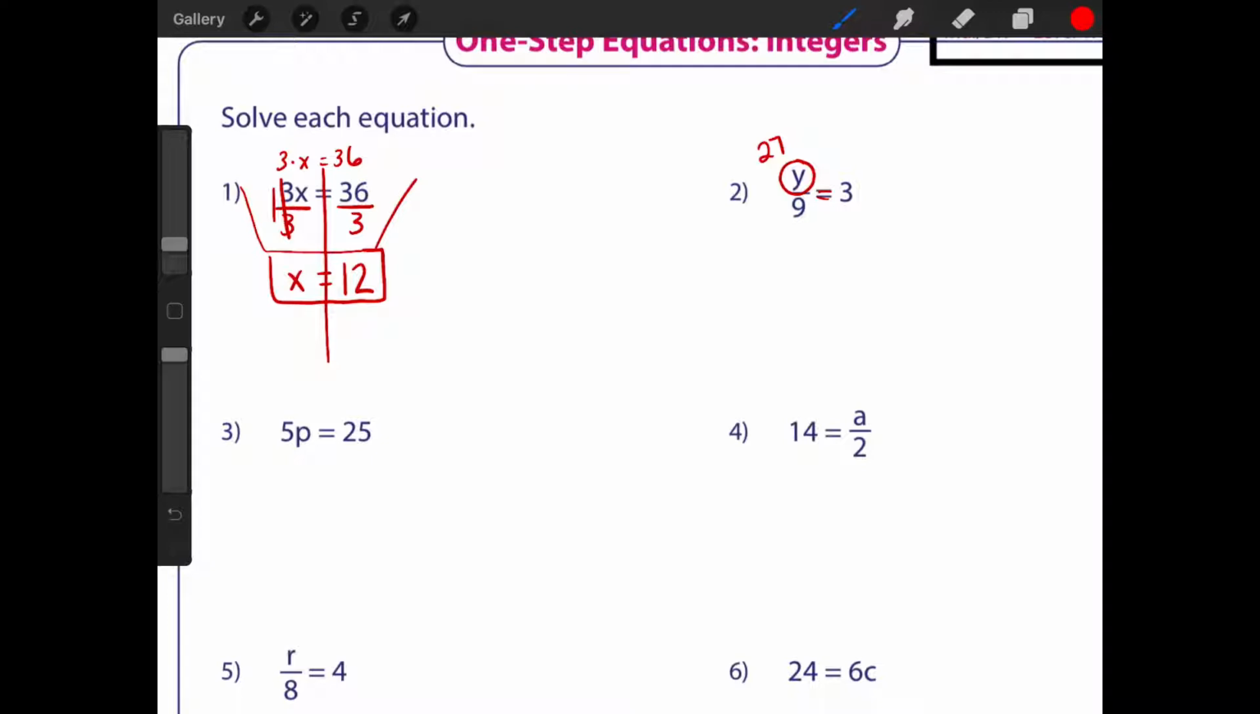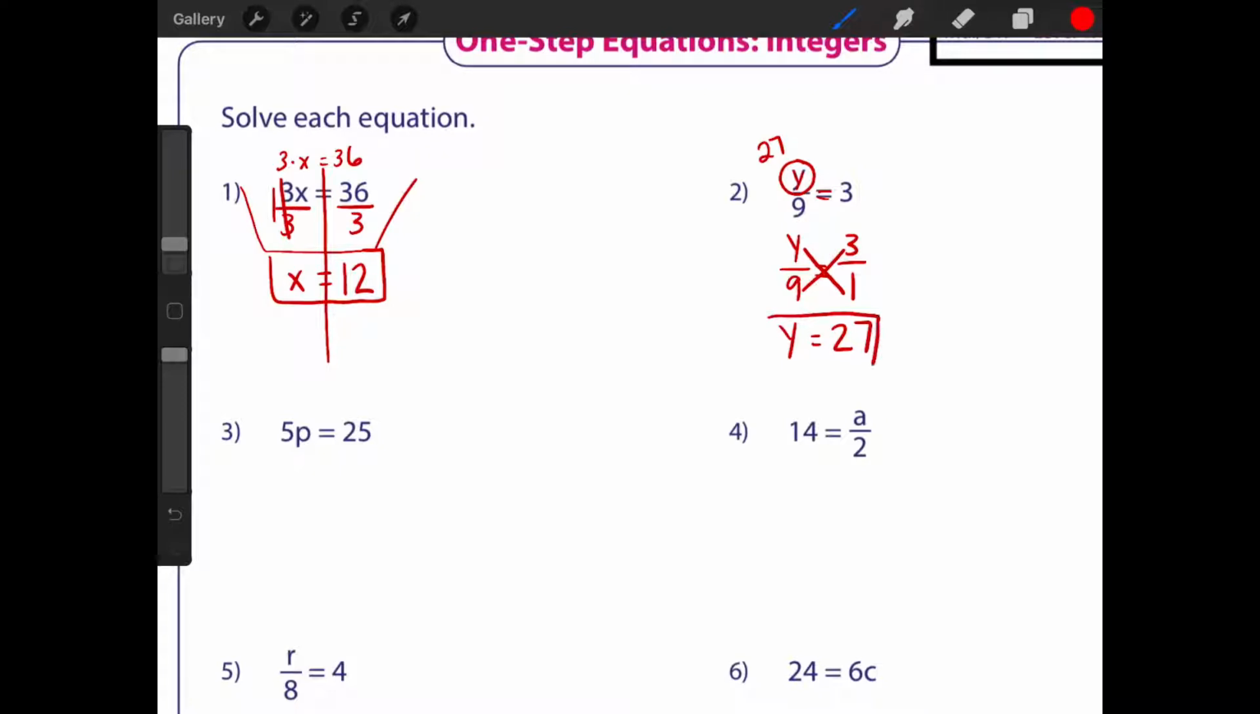So a quick way to do this is whenever you have a letter that's wrapped up in that fraction, you can do one of two things. You can either rewrite it as y over 9 equals 3 over 1, and you can use that cross products method. So y times 1 is y, equals whatever the other cross product is. 9 times 3 is 27. So that's one of the methods you could do.